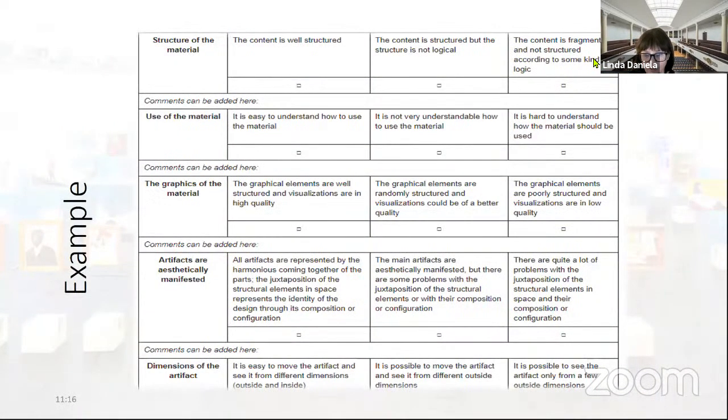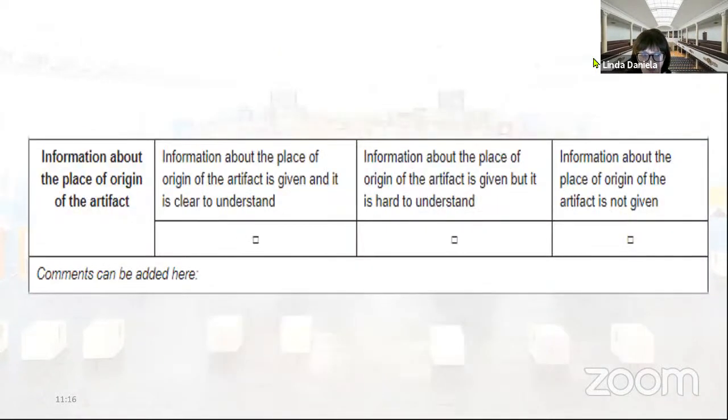And this is a small part of the tool which I was using while I was evaluating all these museums. So you can see that there is quite a lot of information collected, and this is one example. For example, information about the place of origin of the artifact, and for each criterion, levels were different. So I didn't have the same information about each level. And it was written there.